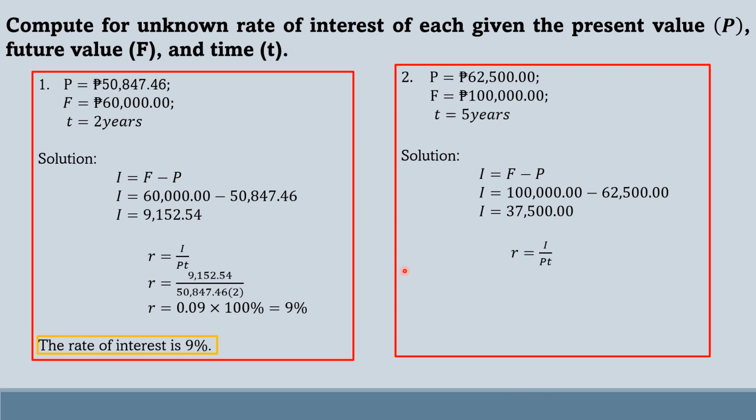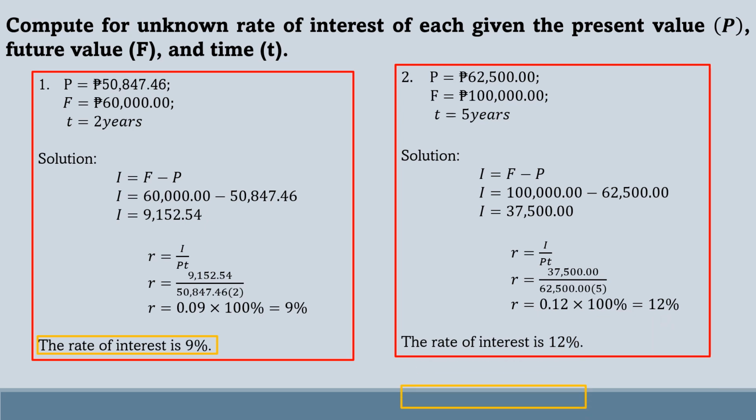Yan na po ang ating isa-substitute dito sa I ng ating formula. Interest is equal to 37,500 divided by, ang ating pong present value ay 62,500 pesos times the length of time, 5 years. Okay? So ang interest rate po natin ay 0.12. We'll multiply to 100%. So the rate of interest is 12%. Okay? Next example.